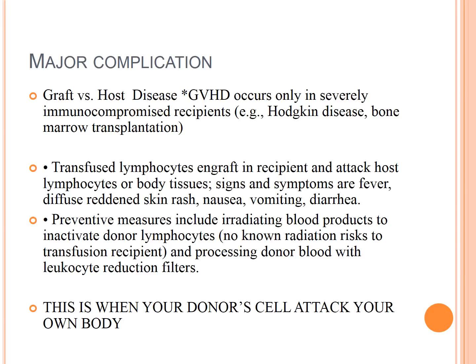And this doesn't happen immediately. It can happen in an acute phase, within 3 months of the transfusion, or it can happen later, after 3 months. It's just a matter of watching for the signs and symptoms of the rejection. All right. So preventative measures include irradiating blood products to inactivate donor lymphocytes. If you do this, it will help decrease the risk of those lymphocytes attacking the recipient's body. Okay?